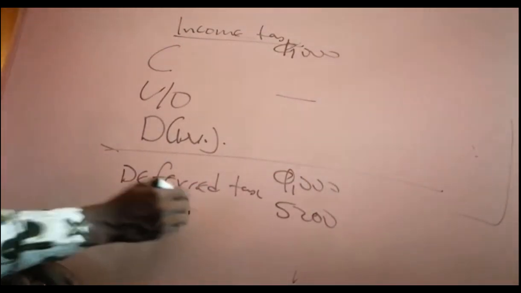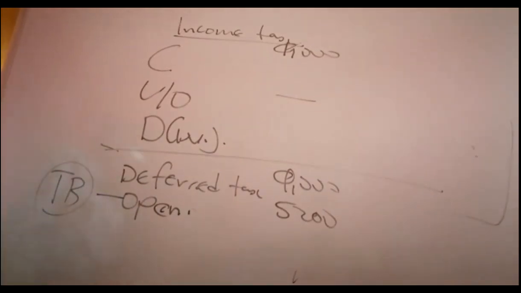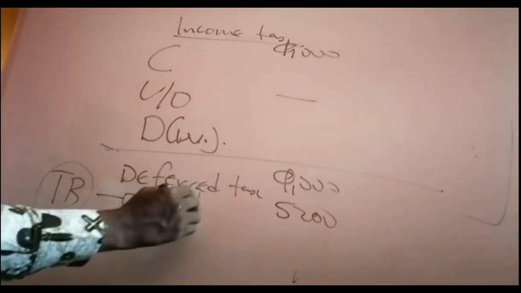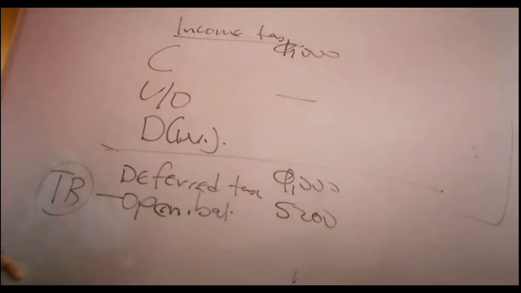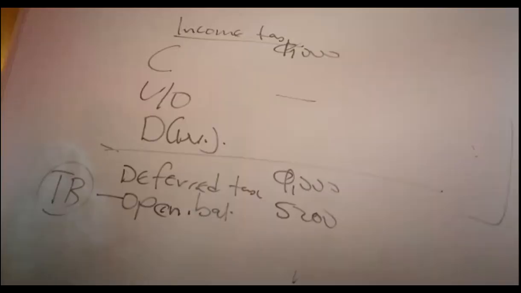You have to pick it from the trial balance, TB. The open balance is in the trial balance. If it's not in the trial balance, it's not given to you. So the open balance must come from where? The trial balance. Now let's go to the question. So from the trial balance, the deferred tax is what? 5,200. That's the open balance. Good. So that's what we have here. Open balance.